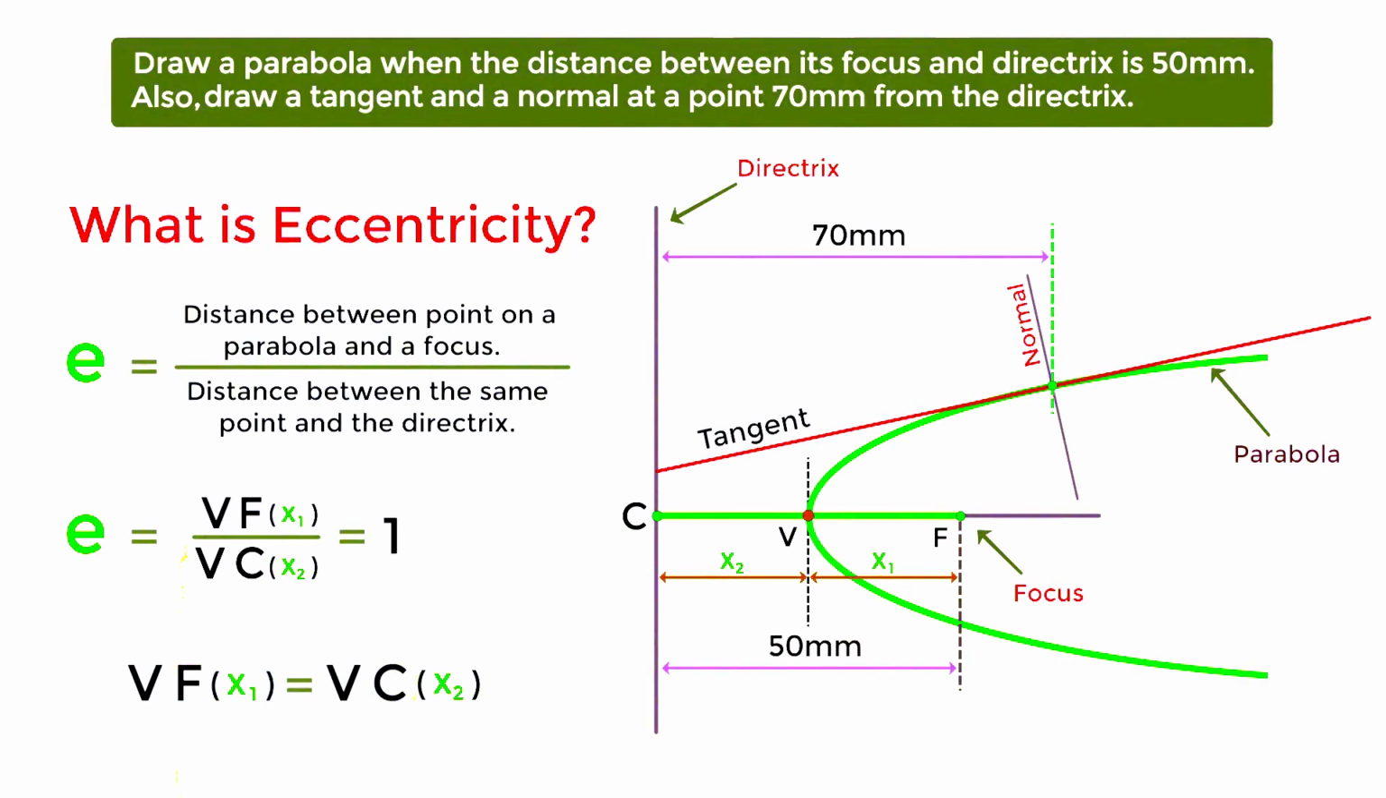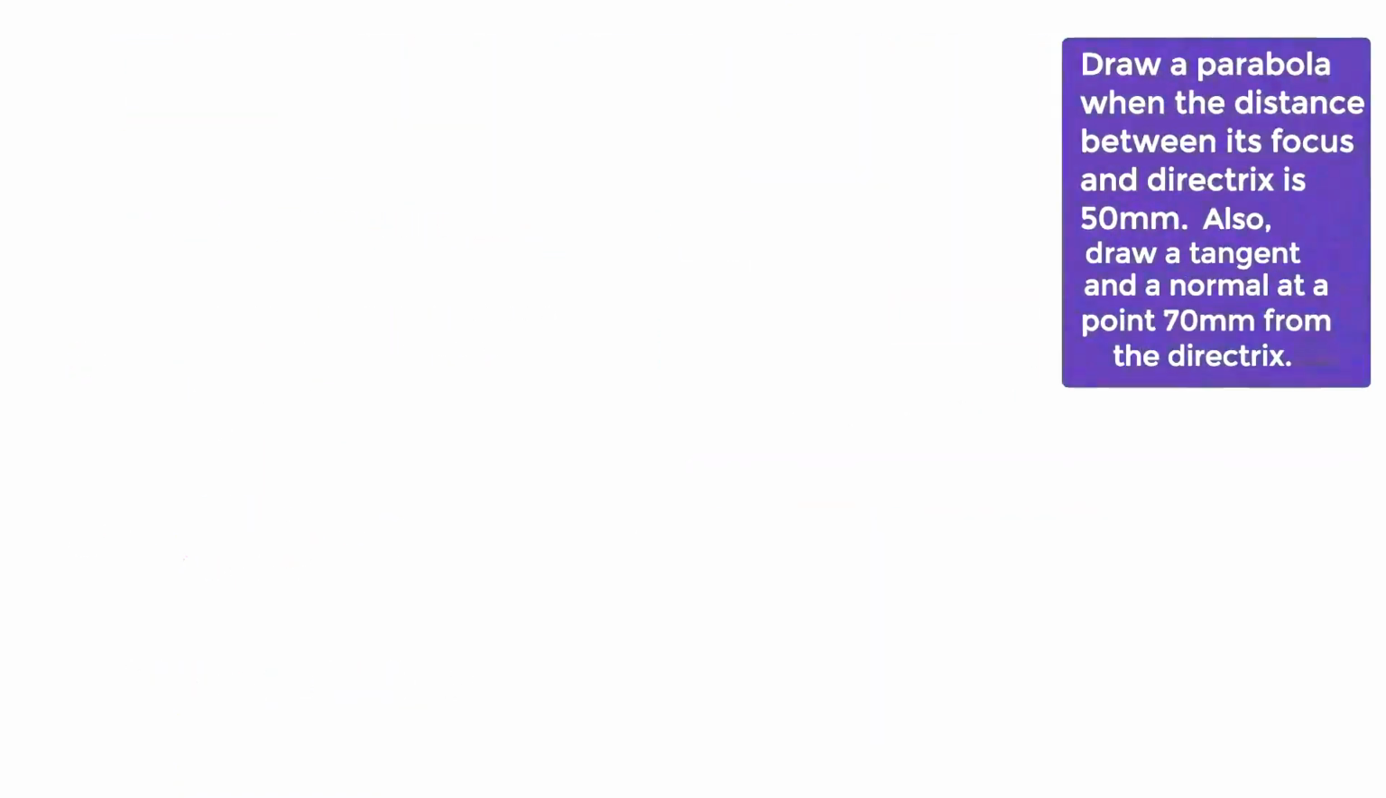Here, the distance of focus from the directrix is given as 50 mm. Therefore, this point V will be exactly in the middle of this line, which is 25 mm away from point F, or 25 mm away from point C.